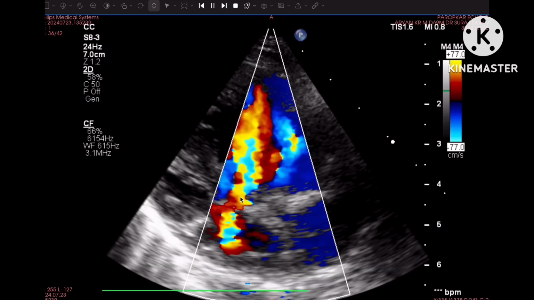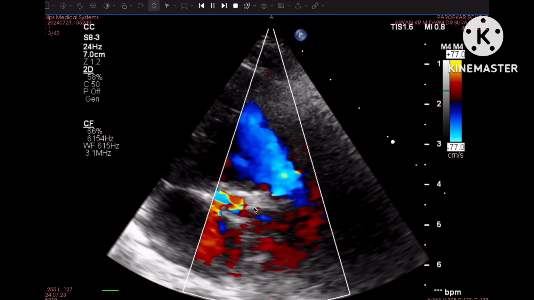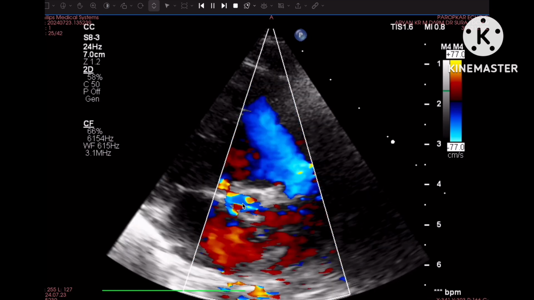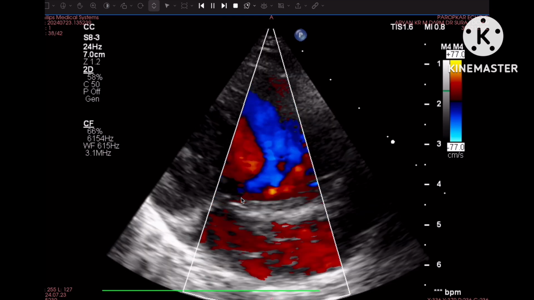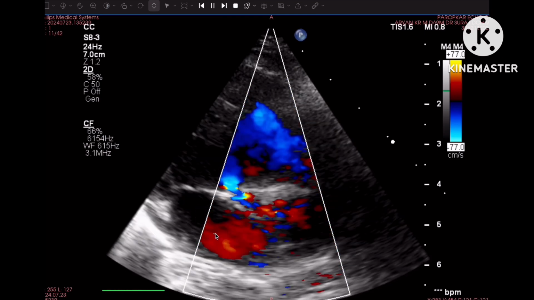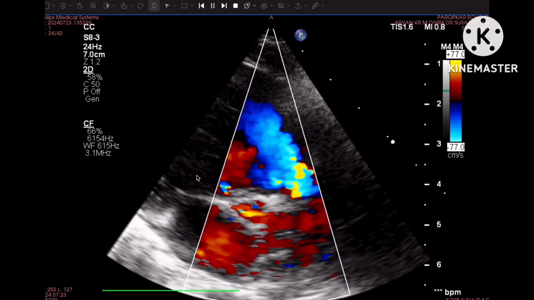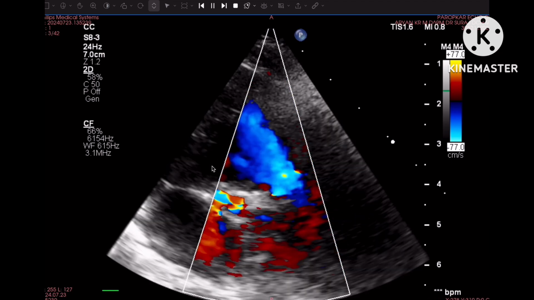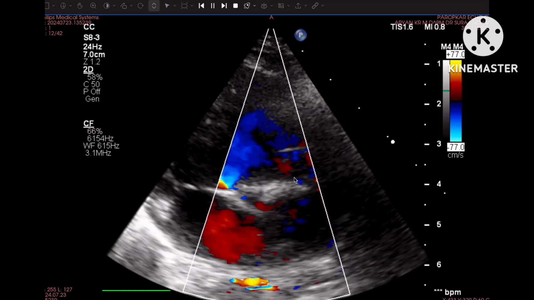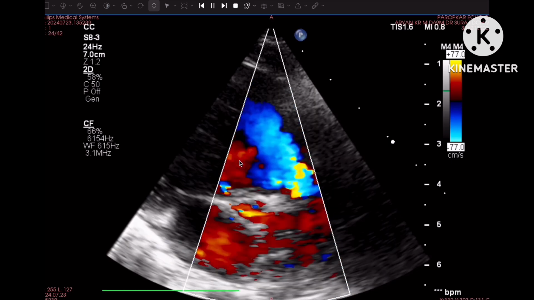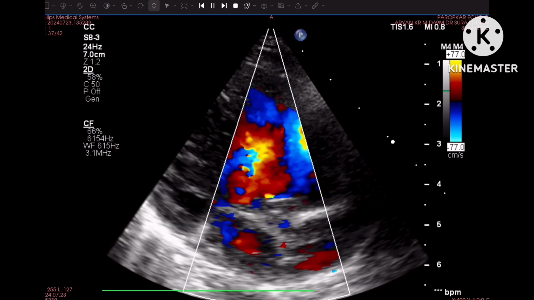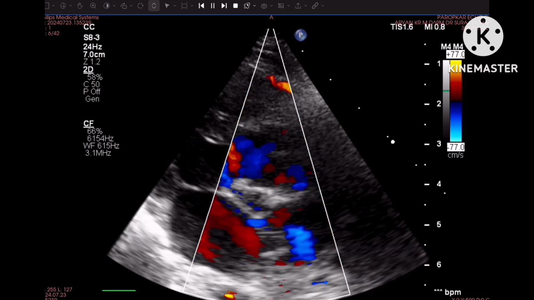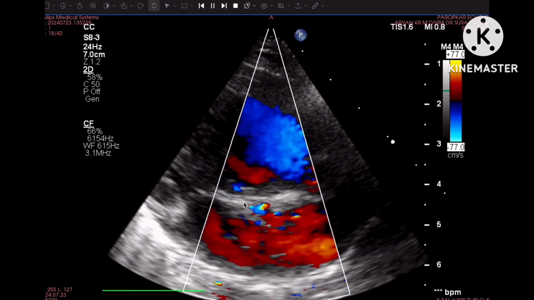See the color flow through the pulmonary arteries. Very narrow pulmonary artery, very narrow stenotic flow. This is the portion where you can see the flow. This is the left atrium, this is the left ventricle, and flow is going into the pulmonary artery, and some flow is also going to the aorta through the VSD. Again, the same image. Now you can see this part is severely stenotic.